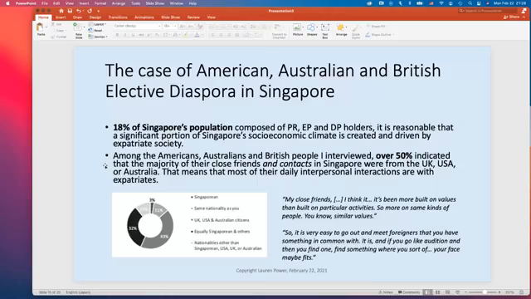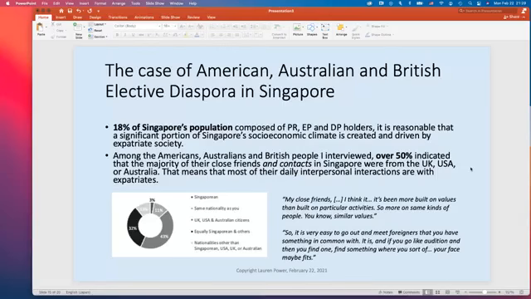I just want to say a few words here about their sense of belonging. 18% of Singapore's population is composed of PR, EP, and DP holders. So this is an important figure for us to keep in mind. That's nearly 20% of the total population who are global talent by my definition. So it's reasonable to assume that not only are these people a significant part of the labor market, they're a significant part of the consumer market and services market. So a lot of Singapore is actually run by expatriates for expatriates.